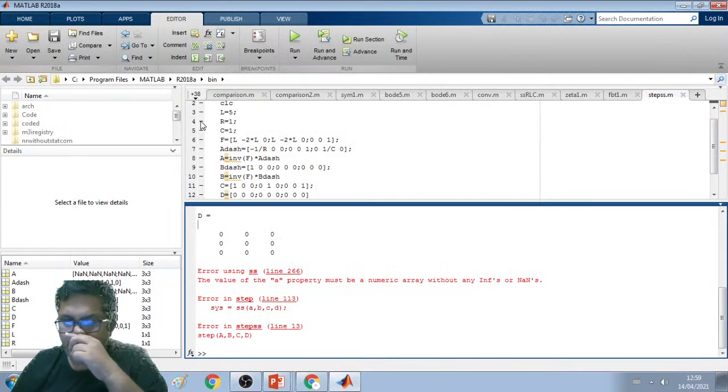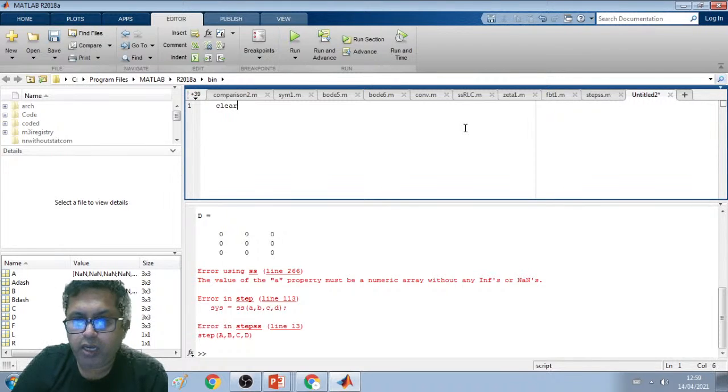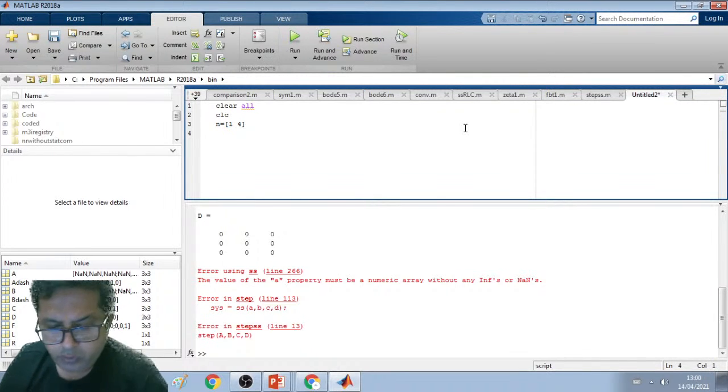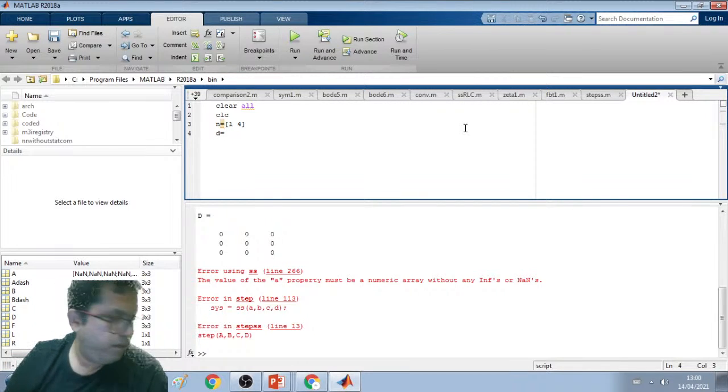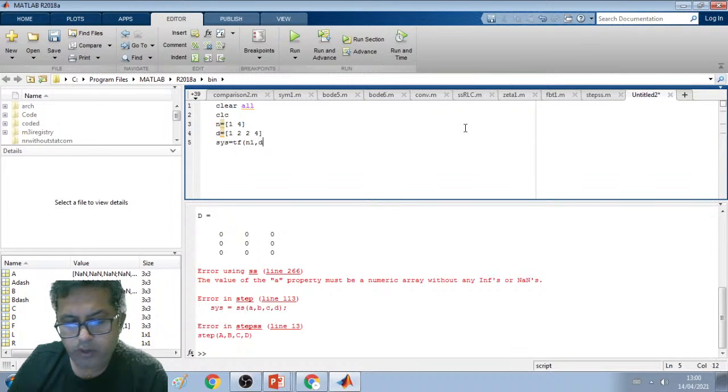Let us say we'll define hands-on. Okay, so clear all, CLC. What was numerator? 1 space 4. What was denominator? Denominator was 1 space 2 space 2 space 4. Okay, then system equal to transfer function n comma d.